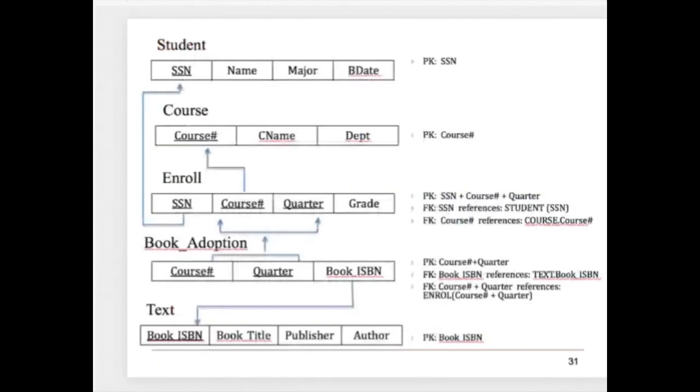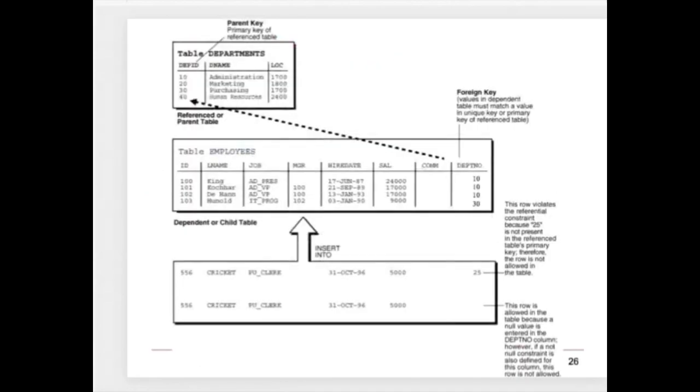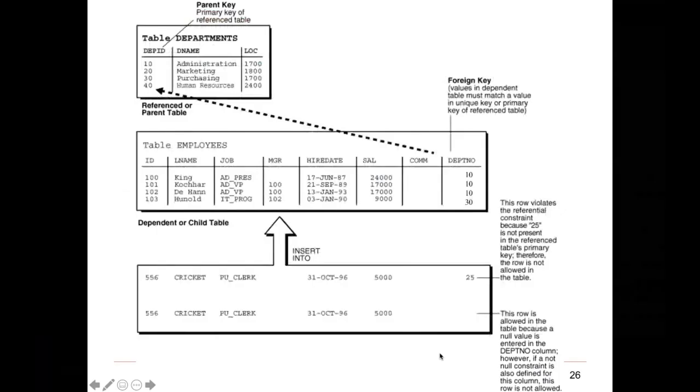Let me go back to the slide of foreign key. Let me make it full screen. This is the parent table. Its name is department. In that table, department ID is the primary key. We declared it as a primary key. And this is a child table, employees. In the child table, there is also a column, department number. Since department number is the primary key in the parent table, in the employees table we declare it as a foreign key.